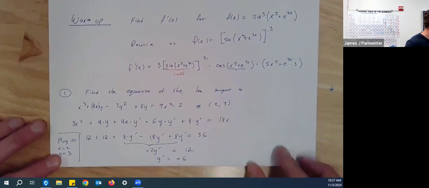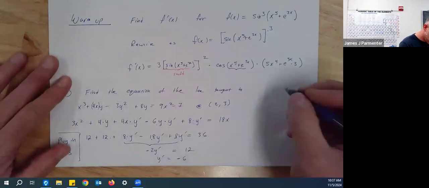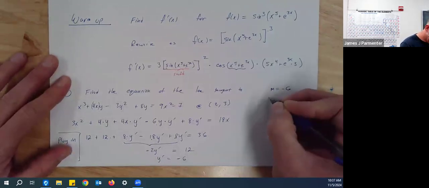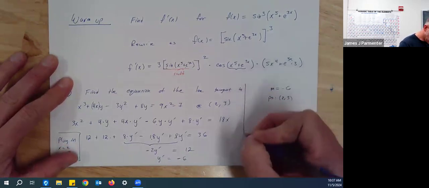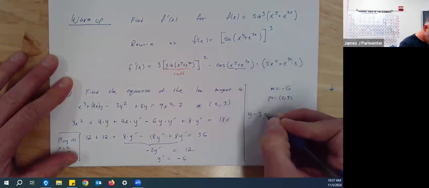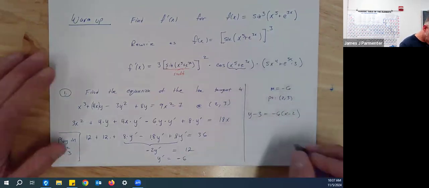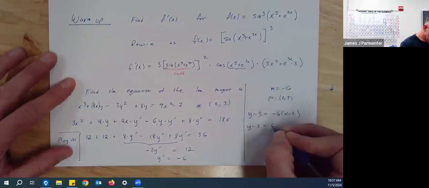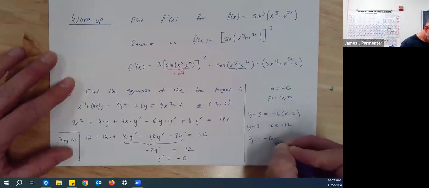What that means for me is that for this particular point on this graph, the slope is negative 6. For other points, it'd be other values, but we don't care. We've only been asked about this one point. So we have the slope, we have the point, and we can find the equation of the line. So we're going to get y minus 3 equals negative 6 times x minus 2. It's pretty standard to solve for y. So y minus 3 equals negative 6x plus 12. So y equals negative 6x plus 15.